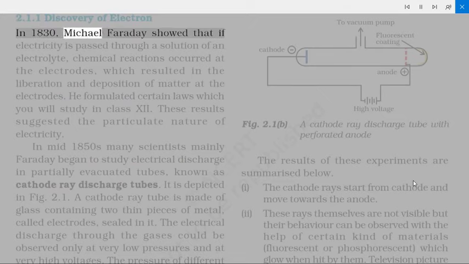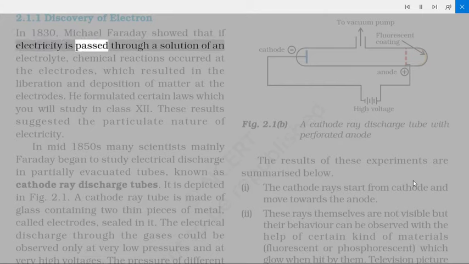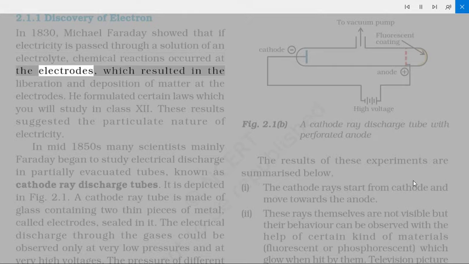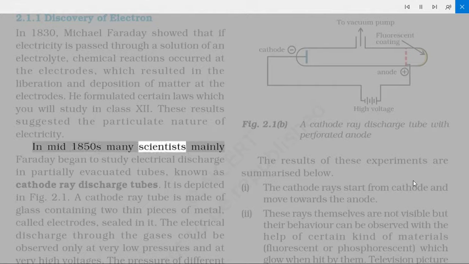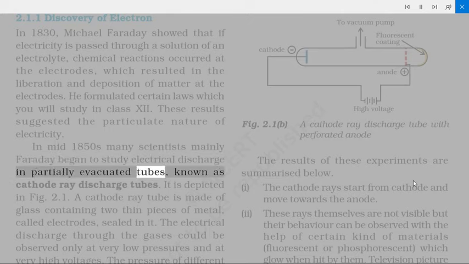In 1830, Michael Faraday showed that if electricity is passed through a solution of an electrolyte, chemical reactions occurred at the electrodes, which resulted in the liberation and deposition of matter at the electrodes. He formulated certain laws which you will study in class 12. These results suggested the particulate nature of electricity. In the mid-1850s, many scientists, mainly Faraday, began to study electrical discharge in partially evacuated tubes, known as cathode ray discharge tubes. It is depicted in Fig. 2.1.